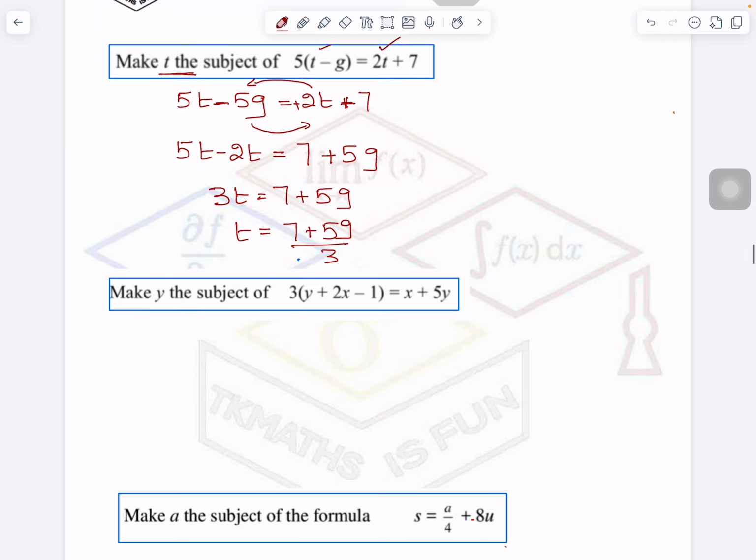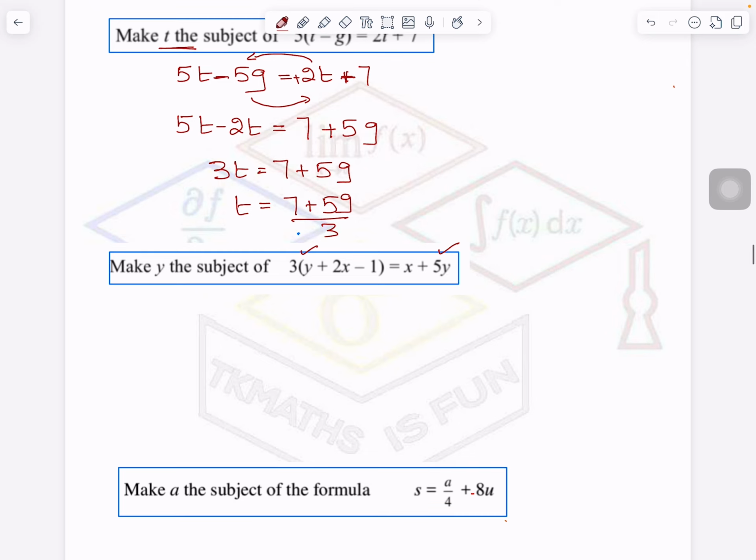Now let's take this case. Make y the subject. Now y is present here and here. So I would suggest you put the video on pause and try to make y the subject yourself, and in the next question, make a the subject. And then turn the video on again and check your solution. Okay, I am not giving a pause here. The reason is the video will get longer. So you can put the video on pause.